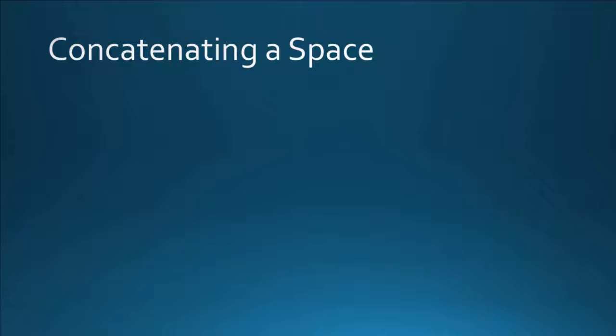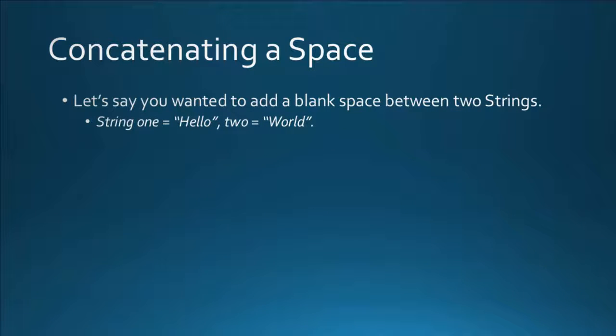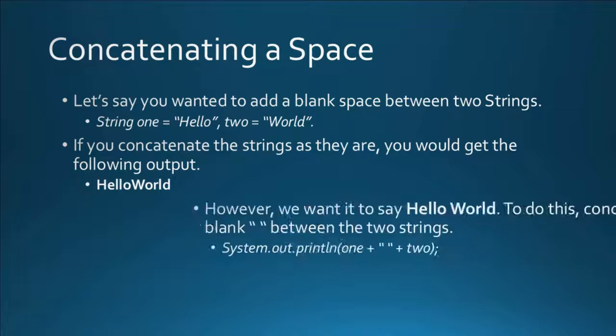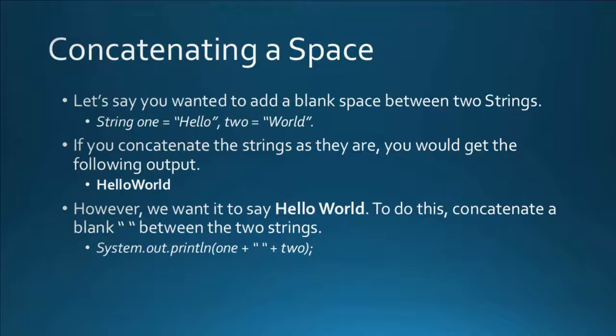All right, let's concatenate a space, because remember the space is also its own special character. So let's say we want to add a blank space between two strings. So here I have string1 equals "Hello," string2 equals "World". All right, we concatenate this together, we expect it to be Hello world. But we're going to get the following output, Helloworld. If you notice, there's no space in between those two words. However, we wanted to say Hello space World.